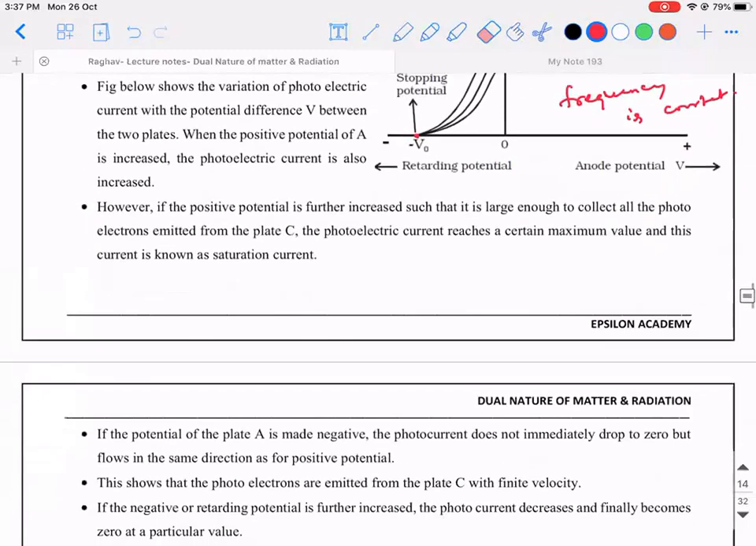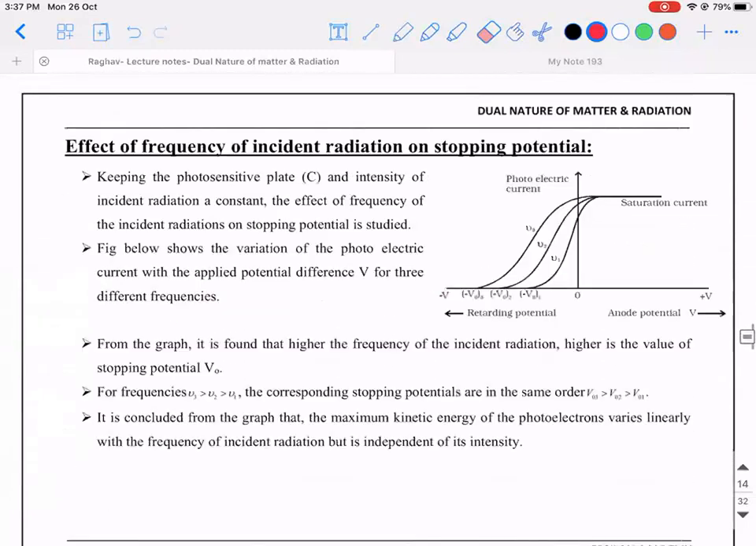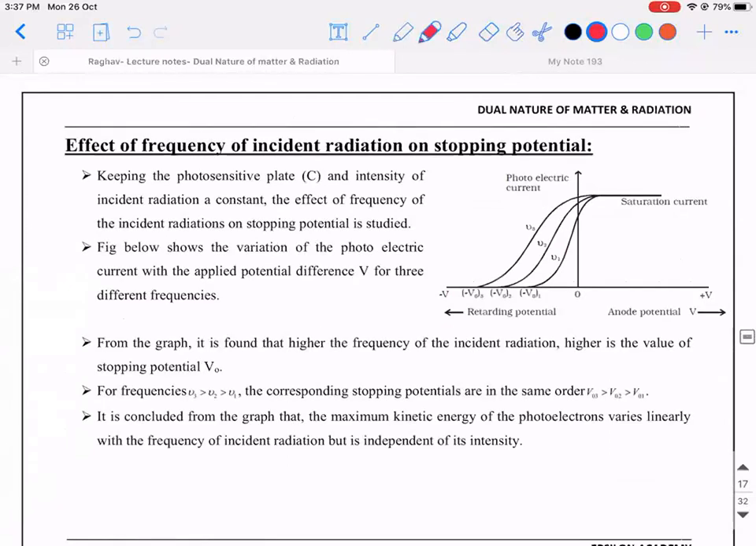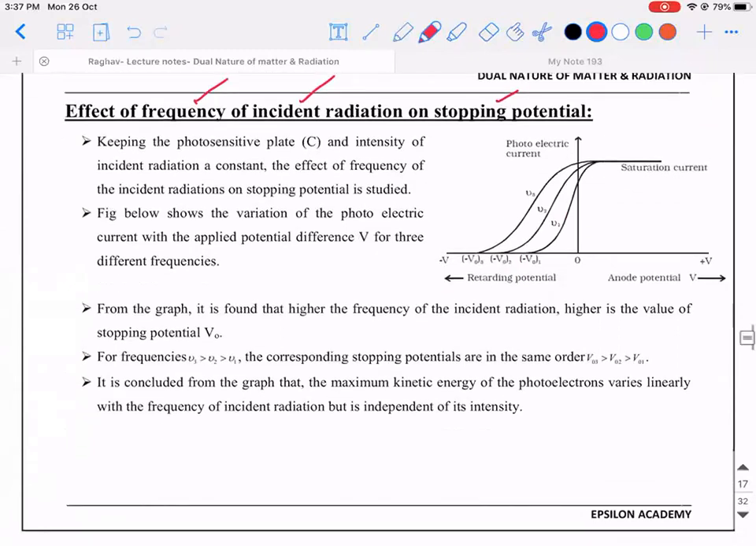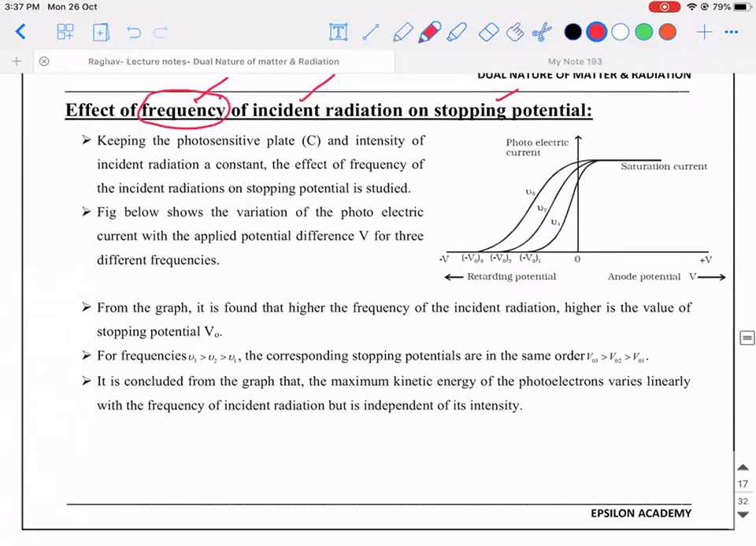Now listen. The third property that we are going to see is the effect of frequency of incident radiation on stopping potential. This is a very simple point. When we say effect of frequency, our expectation will be that frequency is taken on the x-axis. No, the frequency is not taken on the x-axis. Rather, you will be considering the same anode potential on the x-axis, where you will be given a positive value and a negative value. But here, we are going to keep the intensity of the incident radiation fixed.